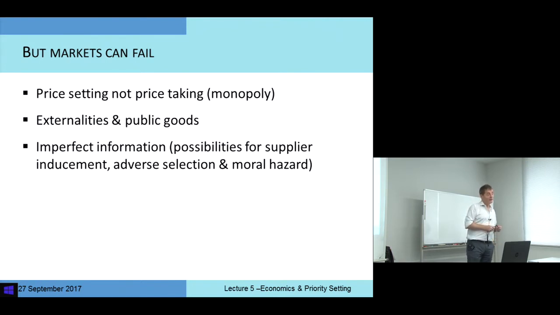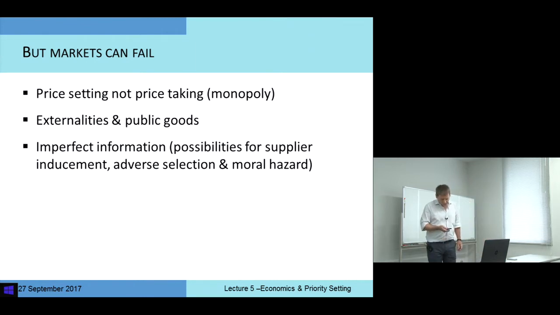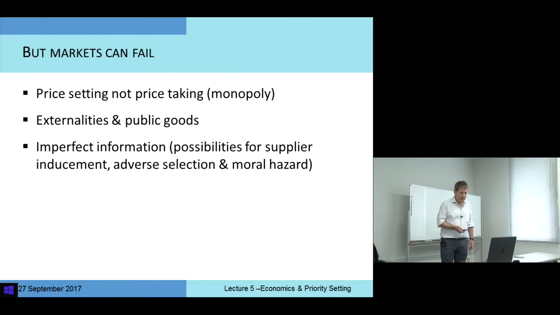Another way in which markets fail is we have imperfect information. I touched on one example of this in the very first lecture with supplier inducement. Remember this idea of an asymmetry or imbalance of information between healthcare providers and patients or consumers. That's imperfect information. Another potential problem, which happens in health insurance among other areas, is something called adverse selection and something called moral hazard. But again, that's a whole lecture in itself. So there are these reasons why markets can fail.